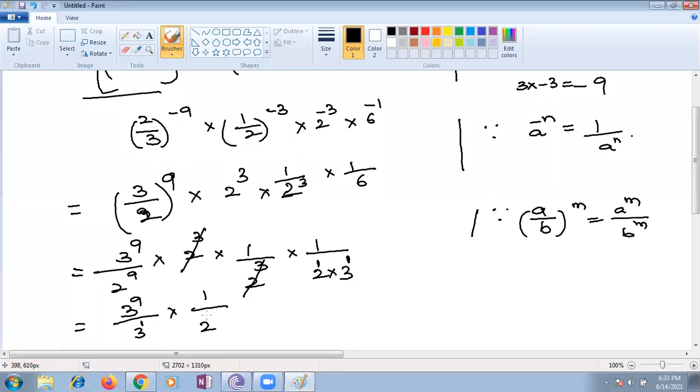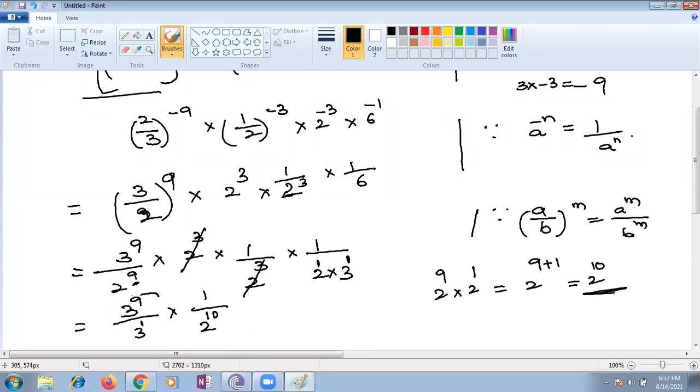Just a minute, see the last step, how we are supposed to conclude. This is 2 power 9 multiplied with 2 power 1. If the bases are the same, we can sum up the exponents. So it becomes 2 power 10, so the denominator becomes 2 power 10.